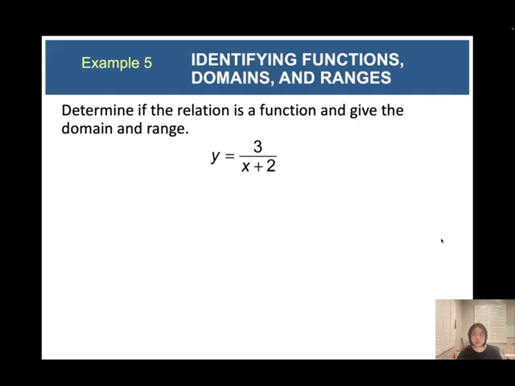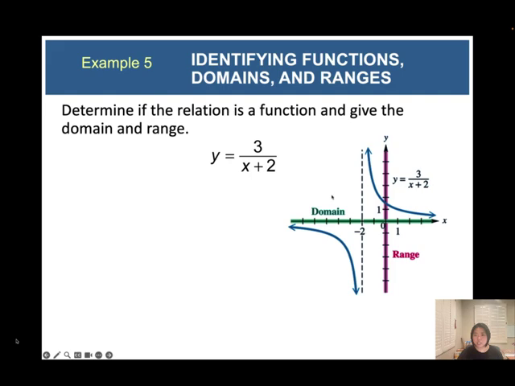This one, determine if the relation is a function and give the domain and range. So we do have a rational expression here. On the denominator, this cannot be equal to 0. So x plus 2 cannot be equal to 0, which means x cannot be equal to negative 2. When x equals negative 2, the denominator becomes 0, so 3 divided by 0 is undefined. So we do have an asymptote. x cannot be equal to negative 2. And then you can try to plug in some points here, and you're going to find the graph looks like that.